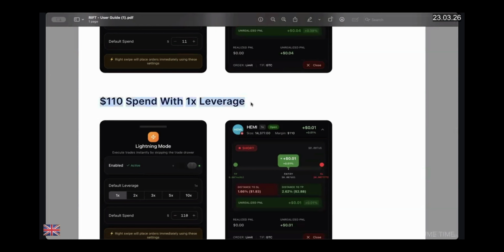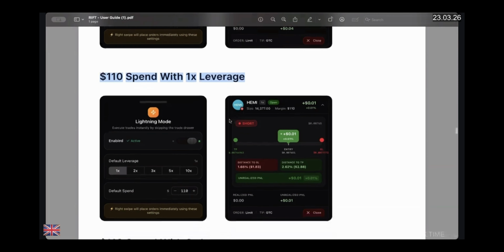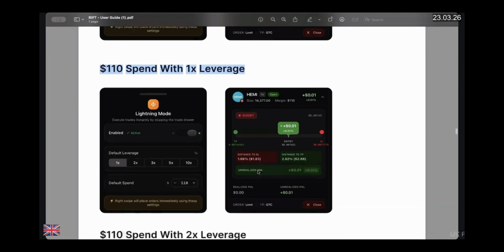Then we compare what happens if we increase the default spend, the ticket size per trade. We are going to multiply the minimum ticket size per trade by 10. If we increase that from 11 to 110, our profit increases from 17 cents to $2.88 without any leverage, and the stop loss goes to $1.83.